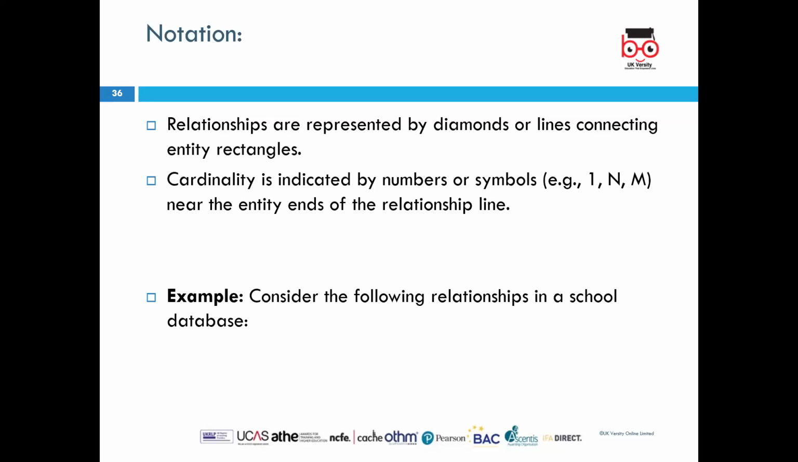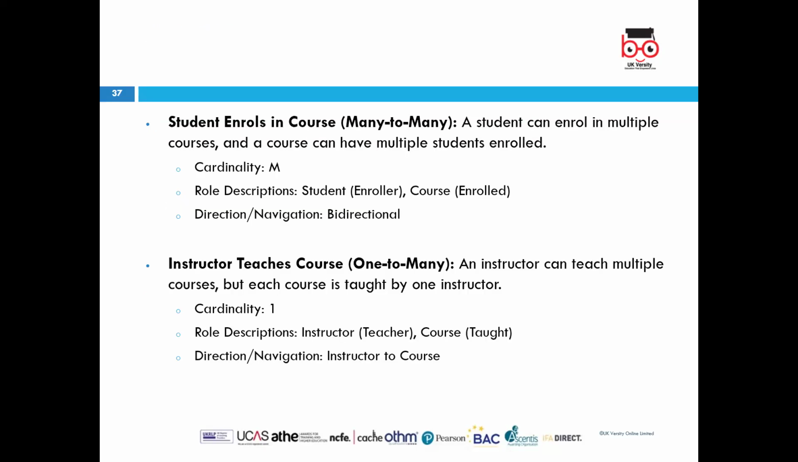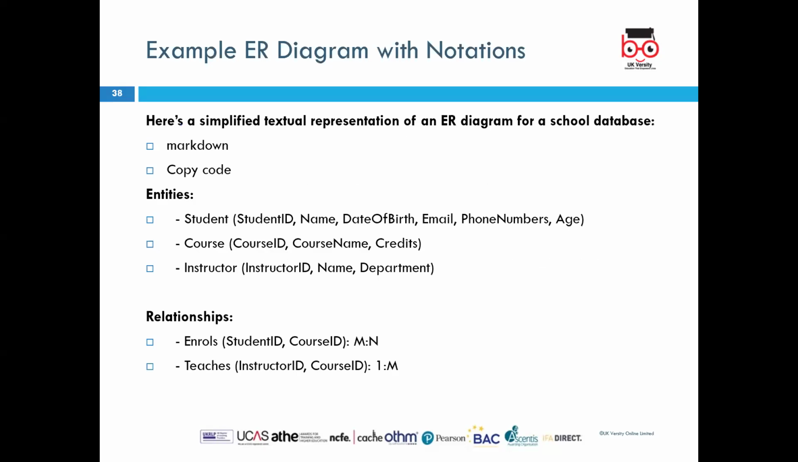Here we have more examples of how our notation is going to work. For instance, when we are connecting student enrolls in the course, we are going to use a many-to-many relationship, and they will have their own type of notation. Or for instance, instructor teaches courses, which is a one-to-many.